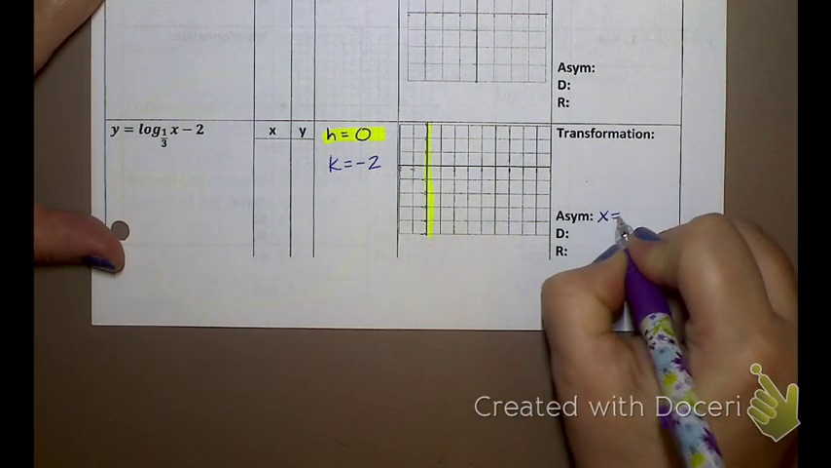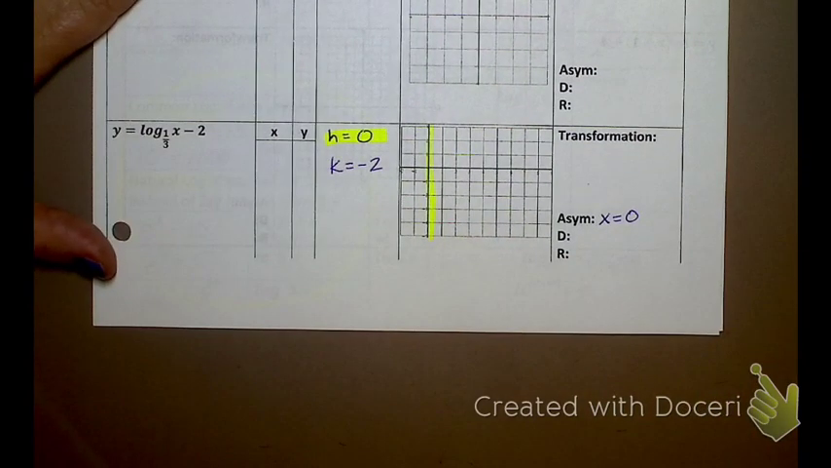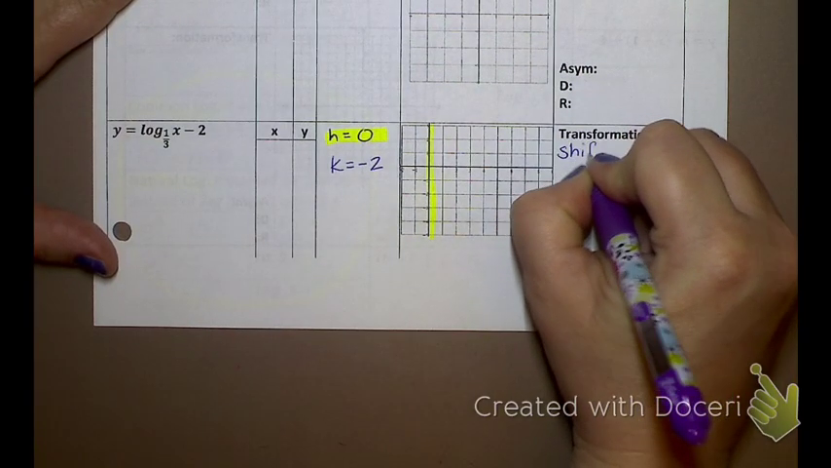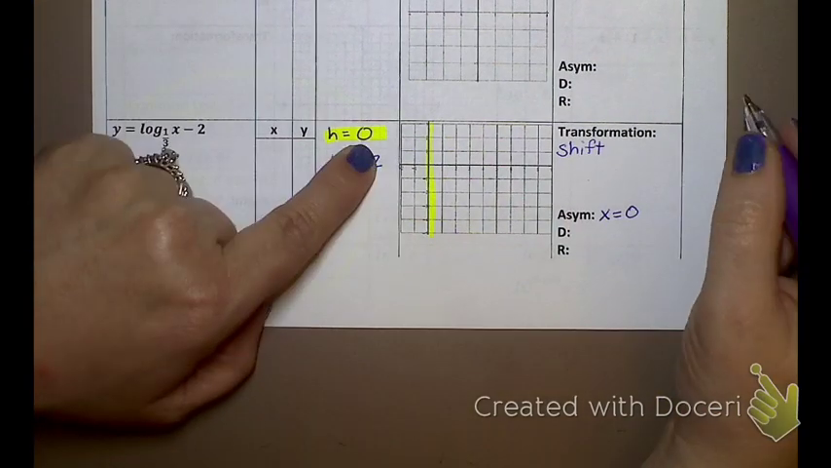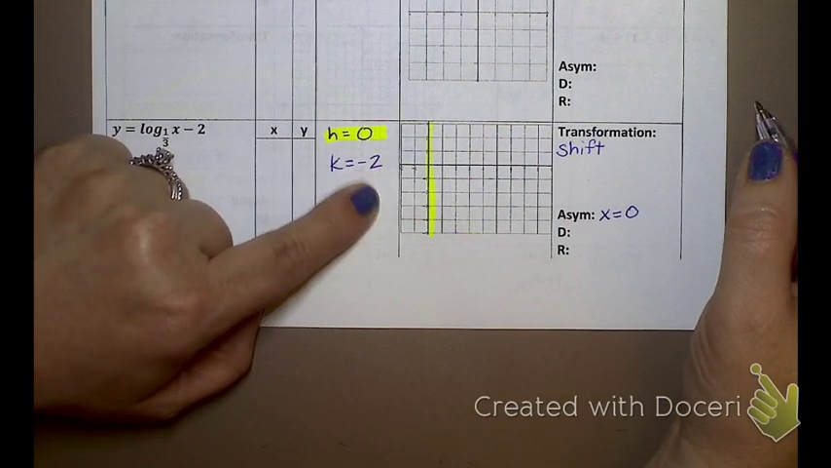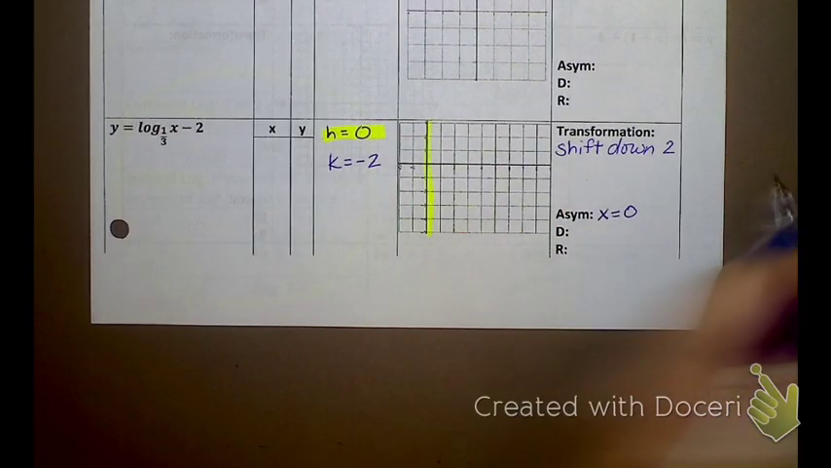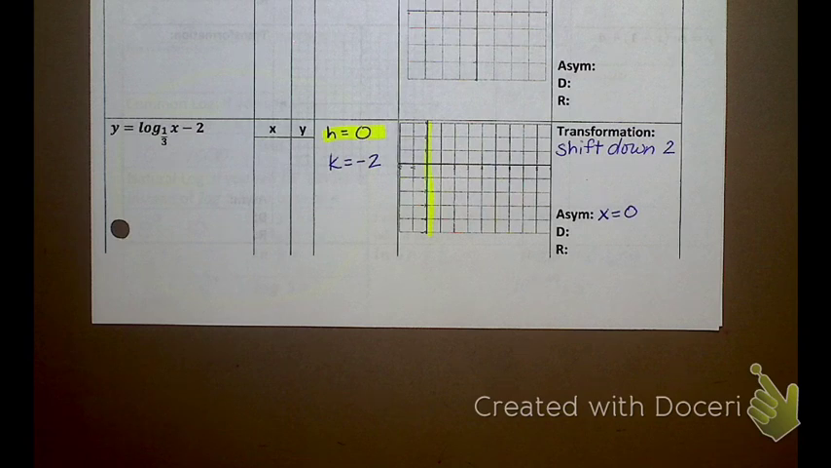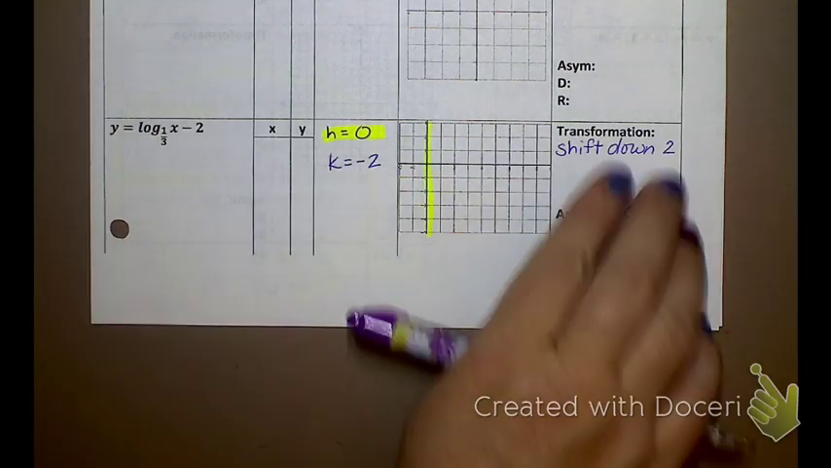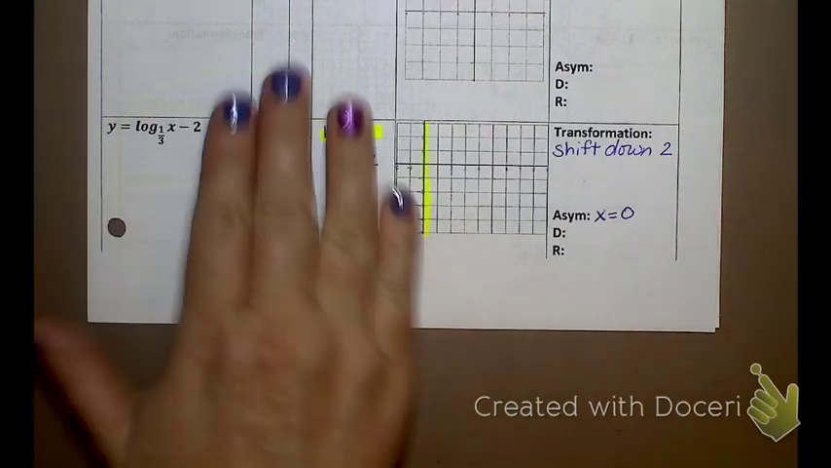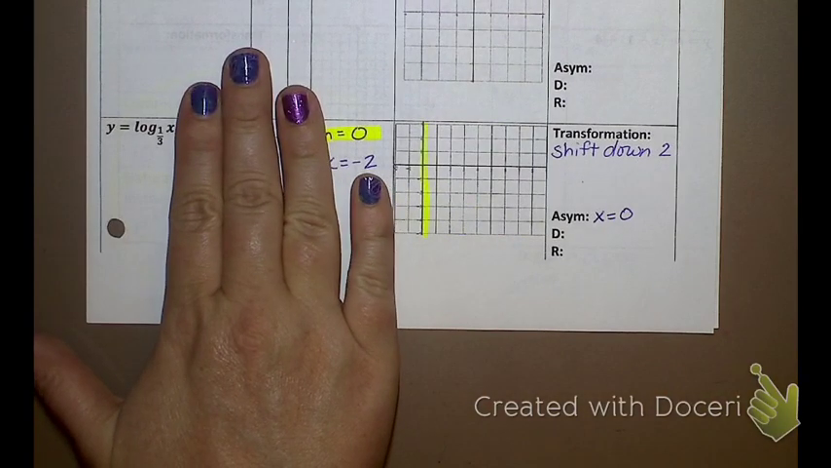X equals 0. If I wanted to talk about my transformation, what do I have? A shift. I don't have a shift left to right, do I? But I have a shift what? Down 2. Now I'm kind of curious, what's the parent function for this graph? What am I taking and shifting down to? Do you know? Well, if you cut off h and k, that's the parent function.